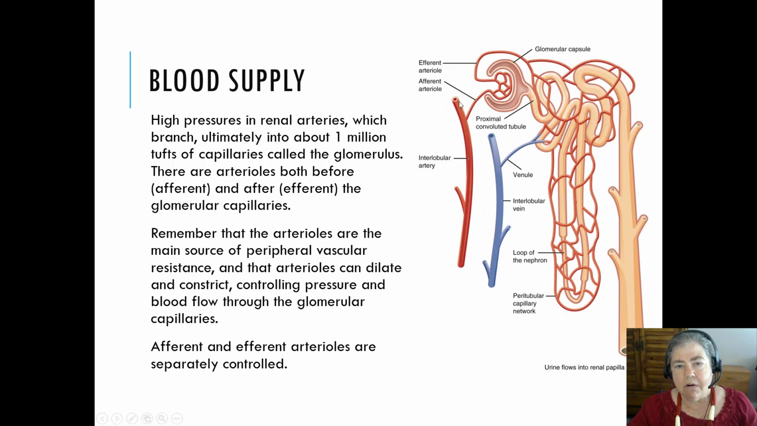So here we have an artery branching into an arteriole and into this little tuft of capillaries that is called the glomerulus. You can see that there are 2 arterioles. There is one entering the glomerulus, which is called the afferent arteriole. And there is one leaving the glomerulus, this tuft of capillaries, and that is called the efferent arteriole. And it then branches again into a network of capillaries that surround the tubules of the nephron.